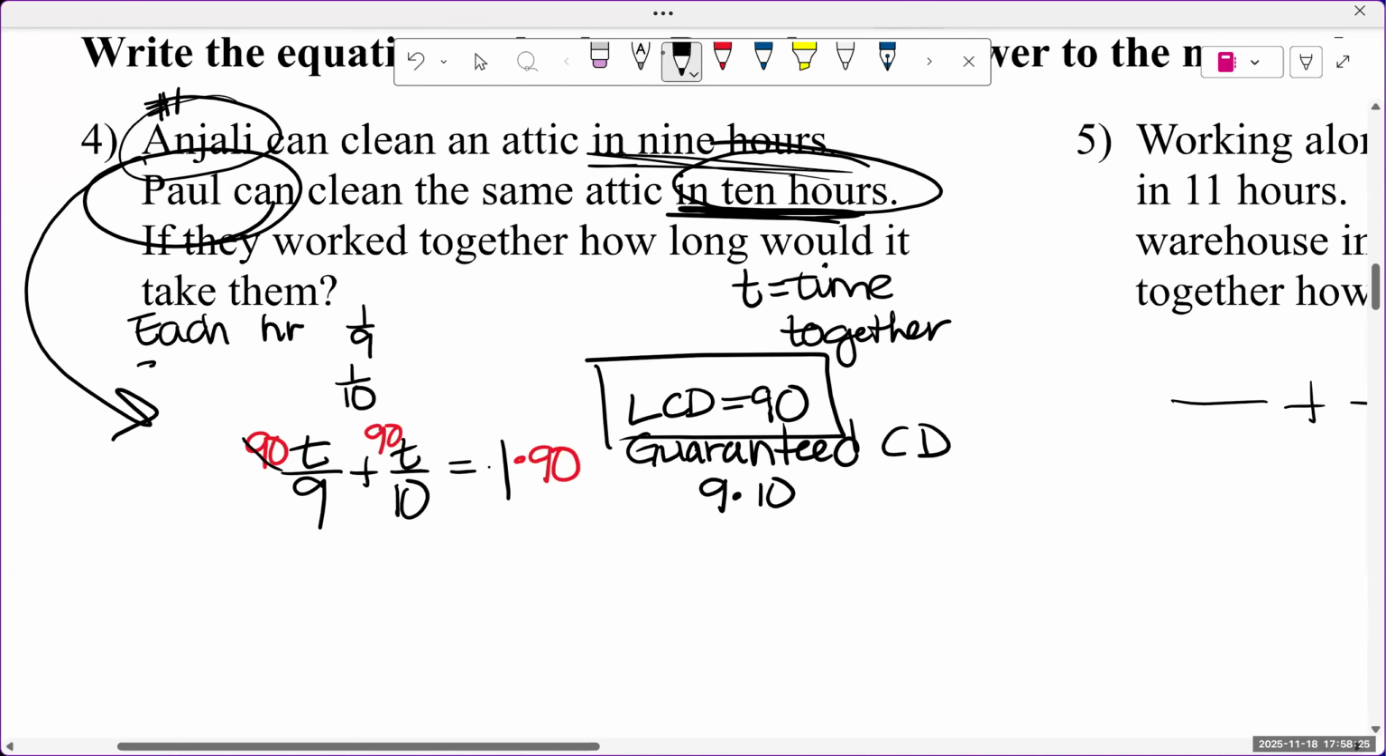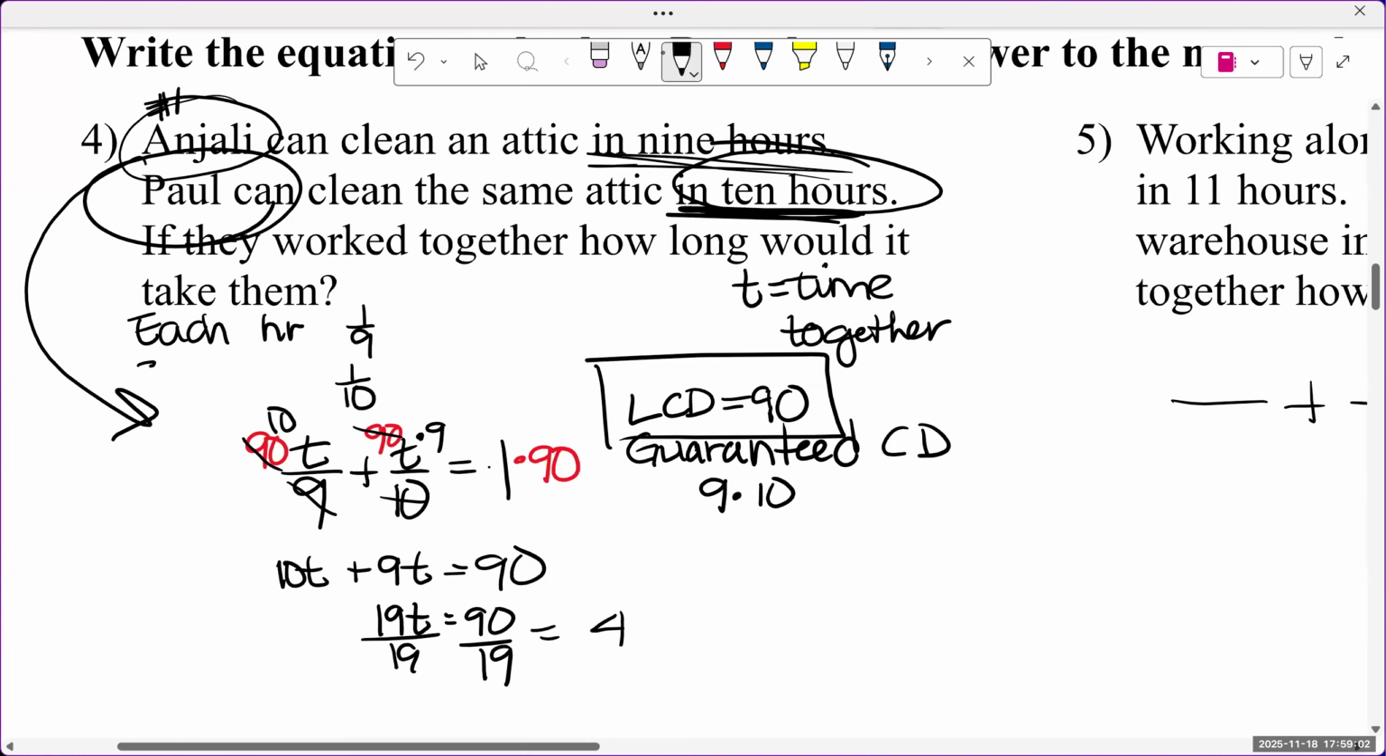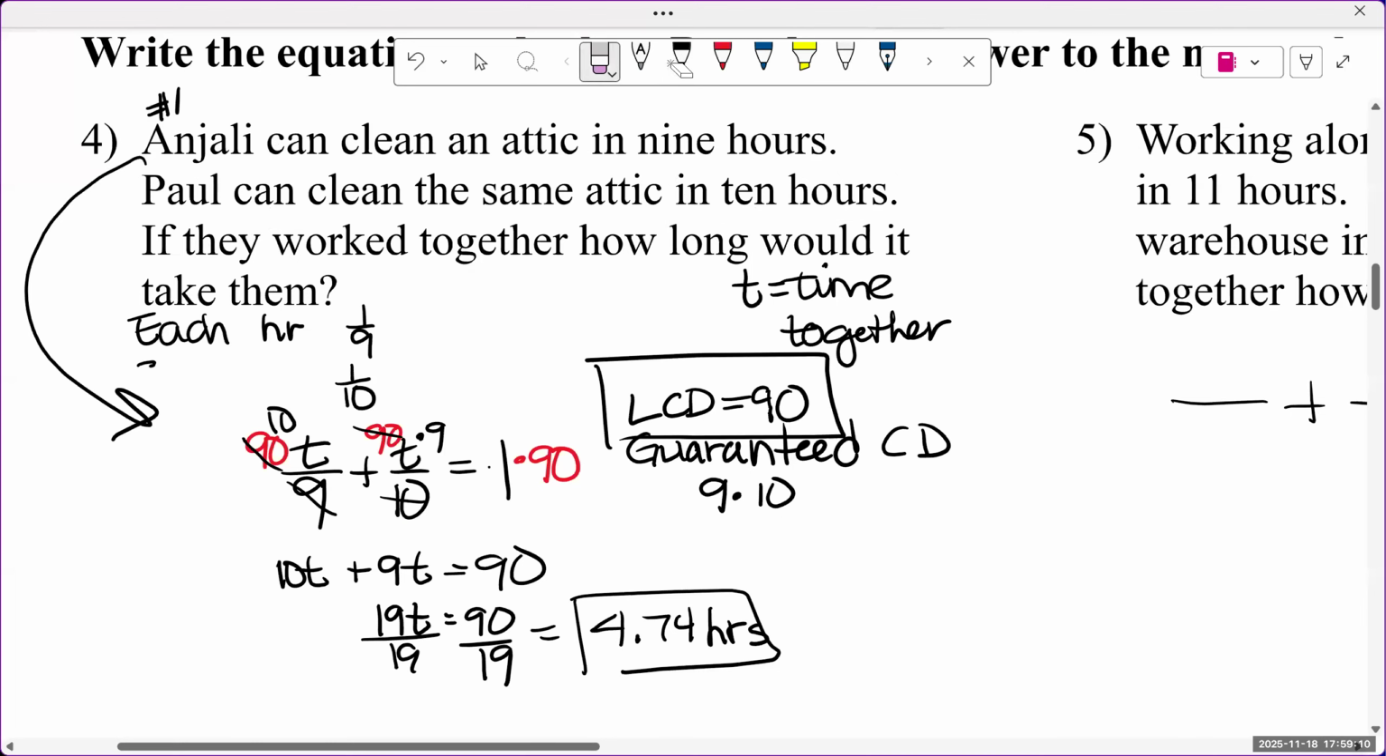Okay. So 90 divided by 9 is 10. 90 divided by 10 is 9. 10t plus 9t equals 90. 19t is equal to 90, divide by 19. So t equals 90 divided by 19, which is 4.74 hours.